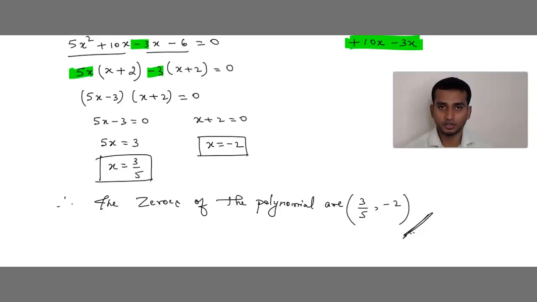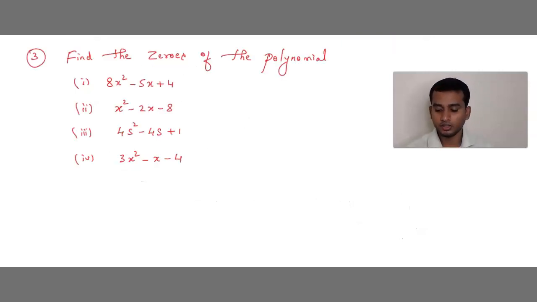I hope you all have understood this problem, how to find the zeros of the polynomial. Is this clear? Good. Children, you can see here one more question.